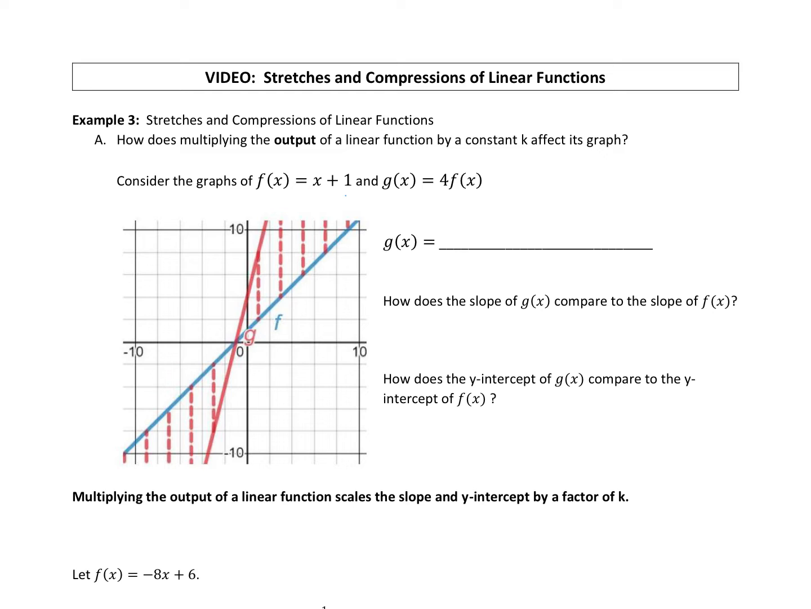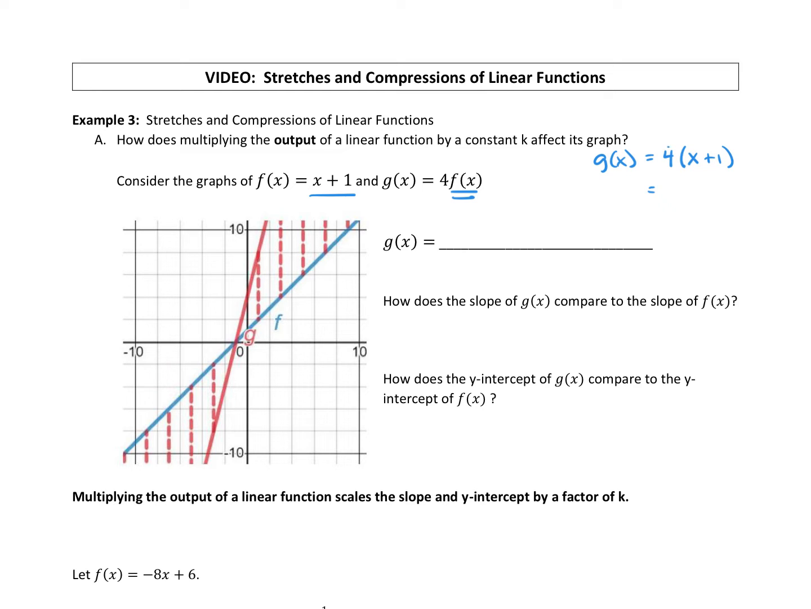So we're going to look at the graph of f of x equals x plus 1 and g of x equals 4 times f of x. This is what it looks like when you multiply the output of the linear function by a constant k. So essentially, we're multiplying an entire function by some constant. If we go ahead and do that math off on the side, g of x is going to equal 4 times the entire f of x function, and f of x is x plus 1. So 4 times x plus 1.